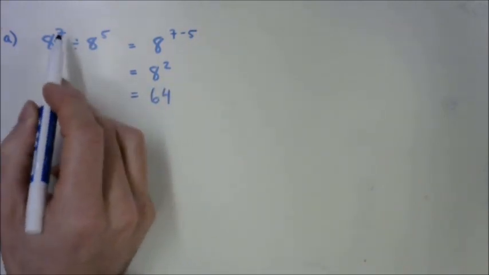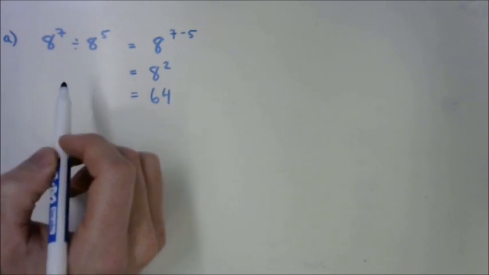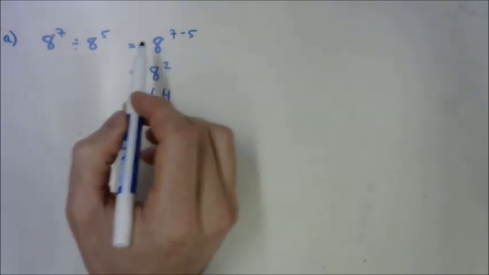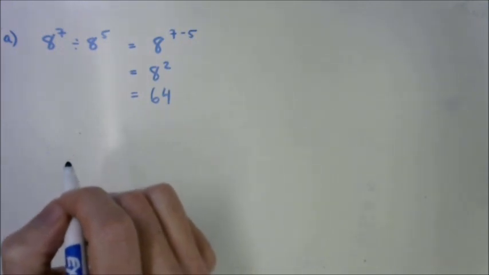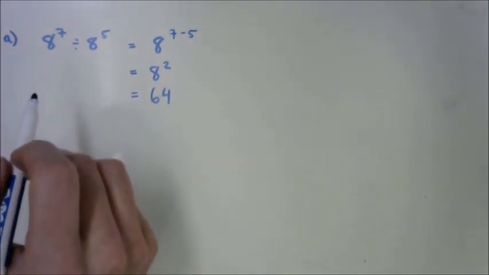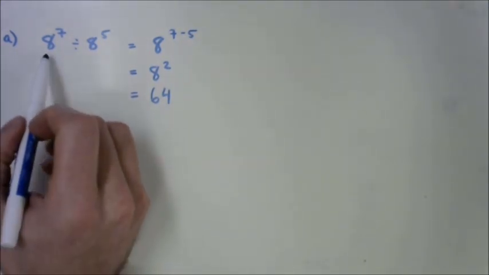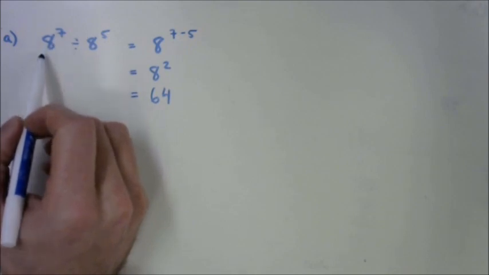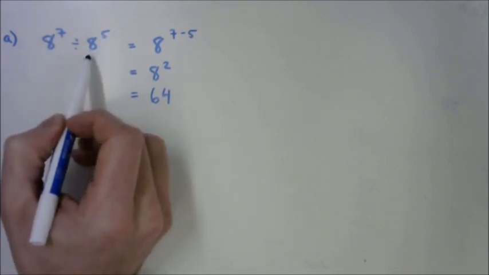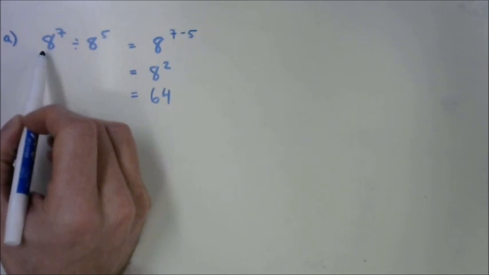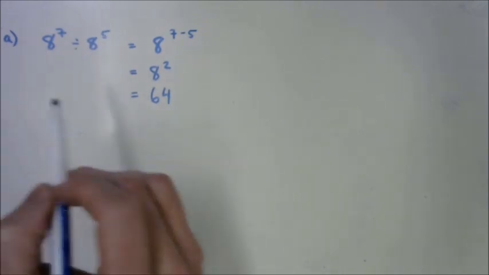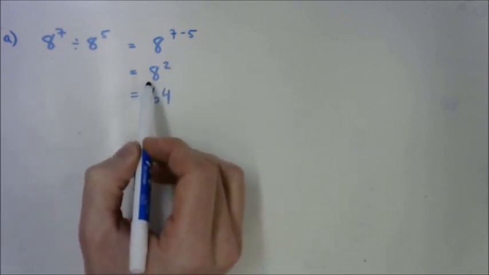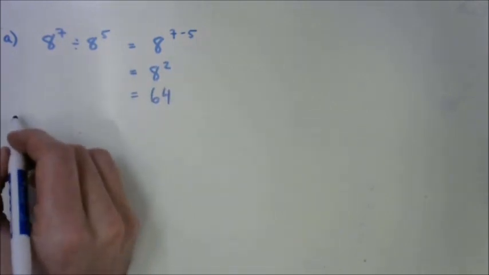Because now it's division, we're working on the quotient rule. Multiplication, we add the exponents. Division, we subtract the exponents. And if you need a refresher for that, just go back to the investigation that we did at the bottom. This is 7 factors of 8 divided by 5 factors of 8. So in the numerator, you've got 8 times 8, 7 times. In the denominator, you've got 8 times 8, 5 times. They cancel out enough that all that's left in the numerator is 8 times 8, which is 64.